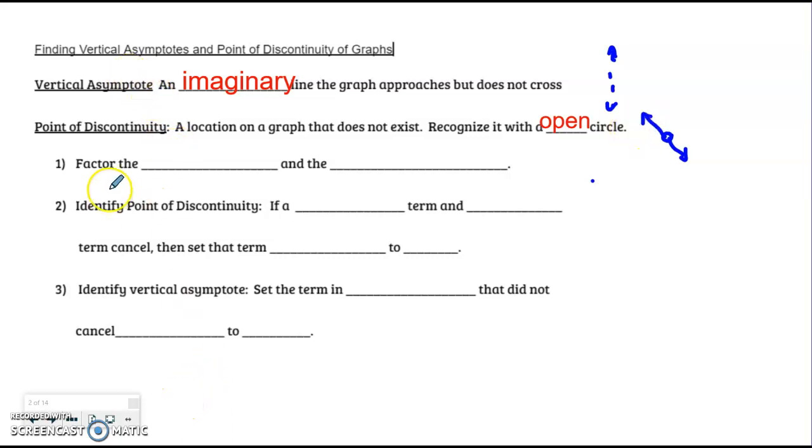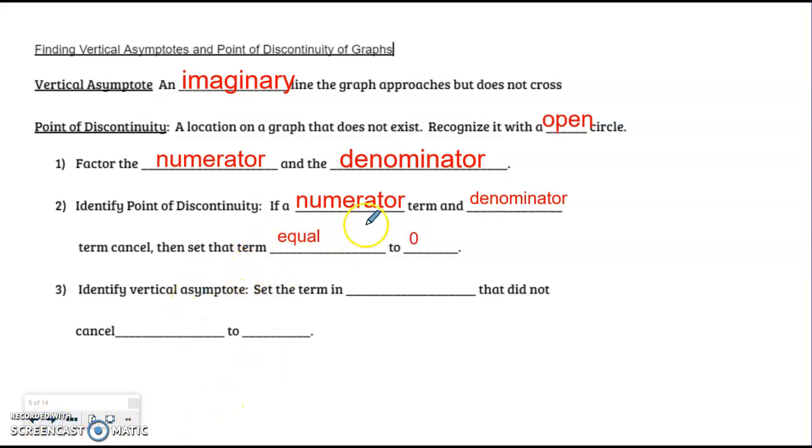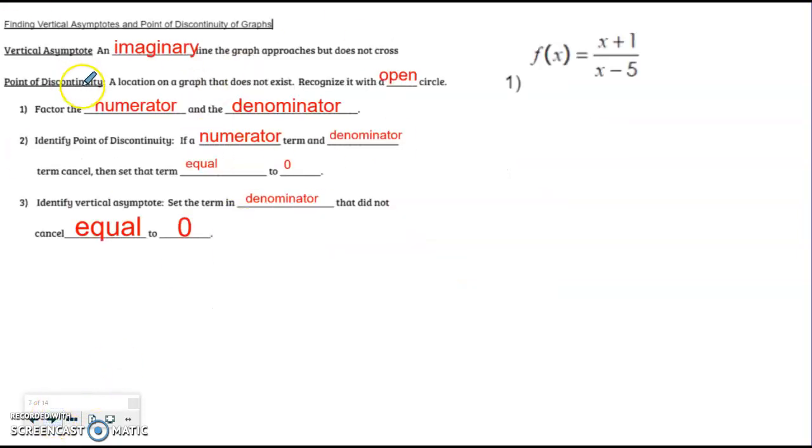Now, how do I find either of these two things? Well, the first thing we're going to do is factor the numerator and also the denominator. After we do that, we're going to try to identify the point of discontinuity. If a numerator term and a denominator term cancel, then we're going to set each term equal to 0, and we'll walk through an example like that. And then after we identify our point of discontinuity, we're going to set the term in the denominator that did not cancel equal to 0. So let's look at an example, and we have all of our directions right here.